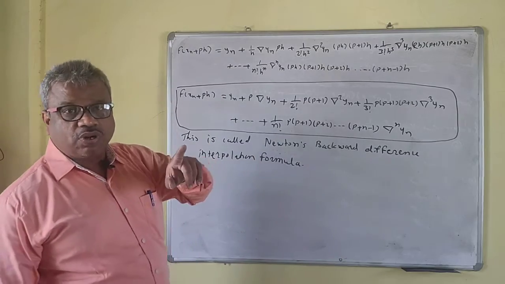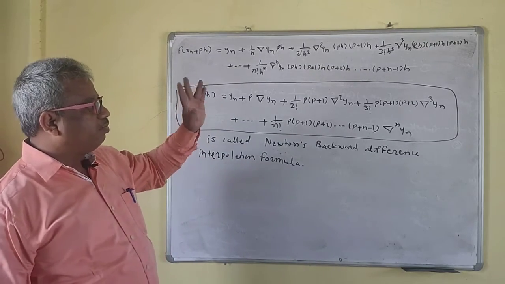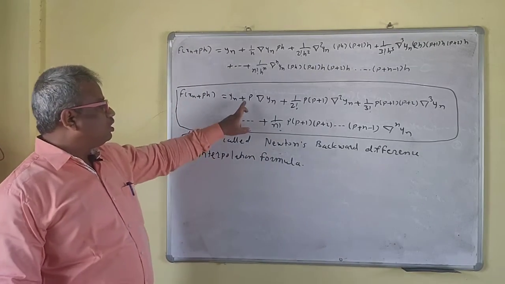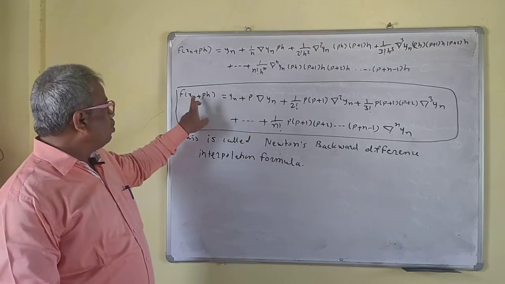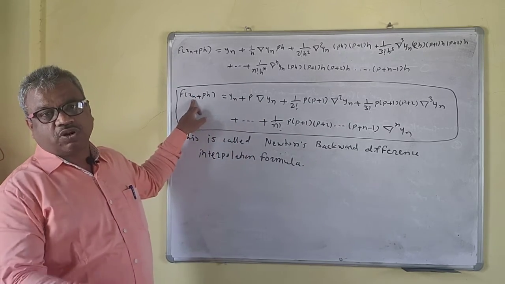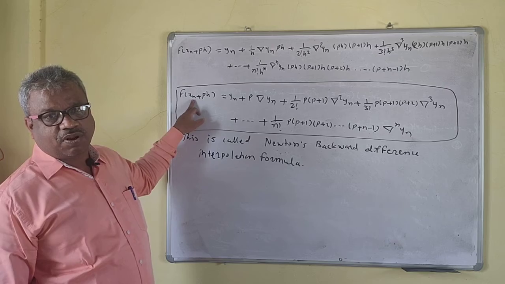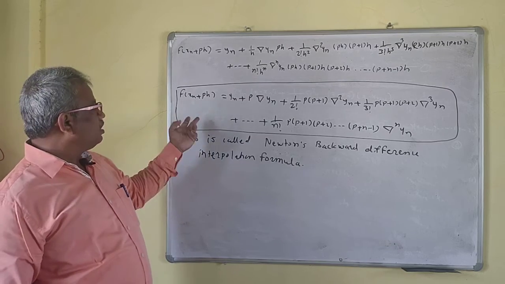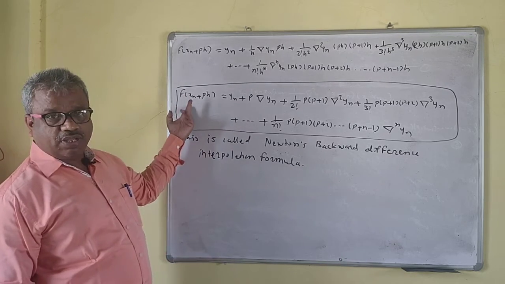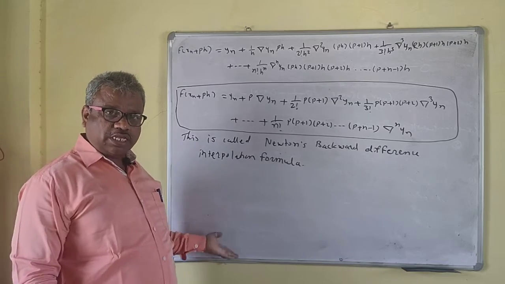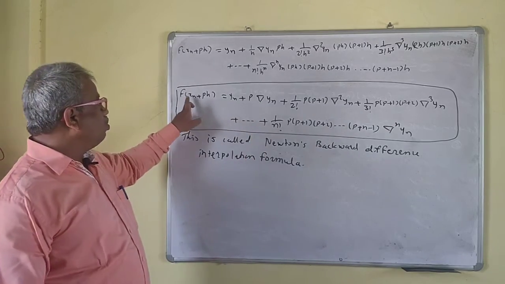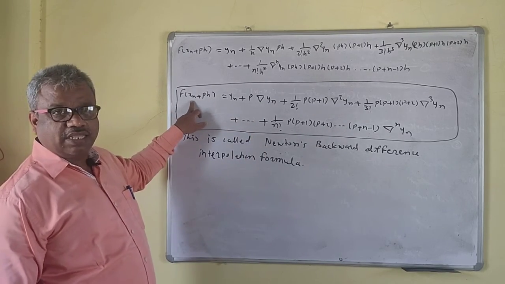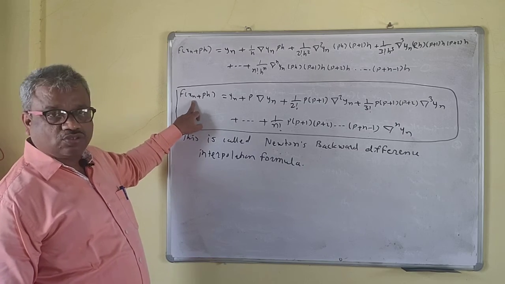And for forward difference, what is the difference between the forward and backward? The formula is the same here. Forward means it starts from x naught here, and backward means it starts from xn here. For backward you are starting from the last one. So for backward you are taking xn, and for forward you are taking x naught.